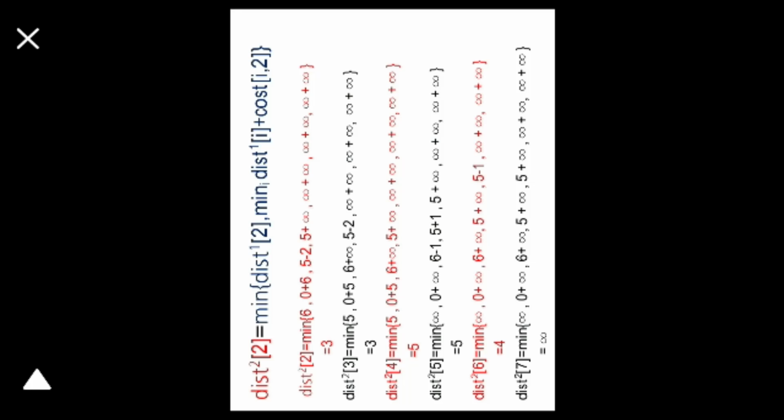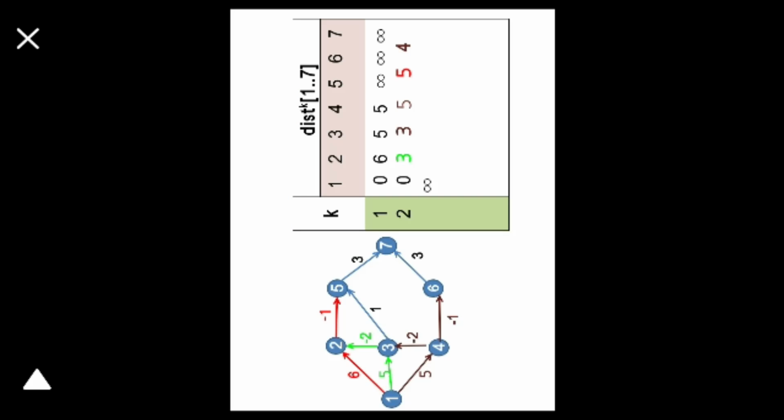Similarly we have calculated the shortest distance from source to vertex 3 with two edges, source to vertex 4 with two edges, source to vertex 5 with two edges, source to vertex 6 with two edges, source to vertex 7 with two edges, and we got the second row like this. Here we have highlighted it with a different color.